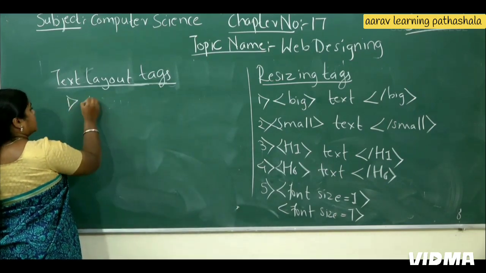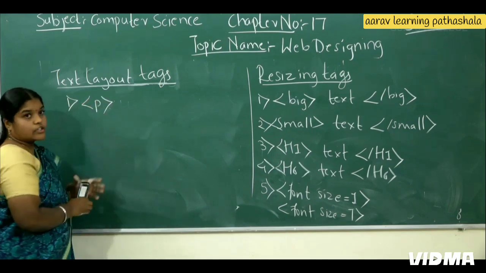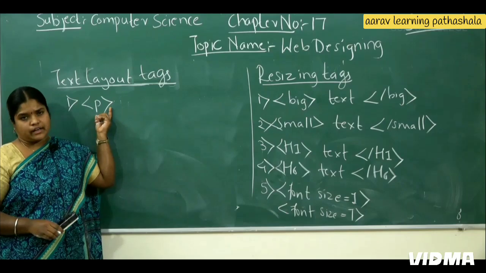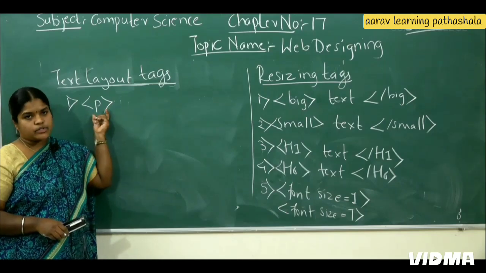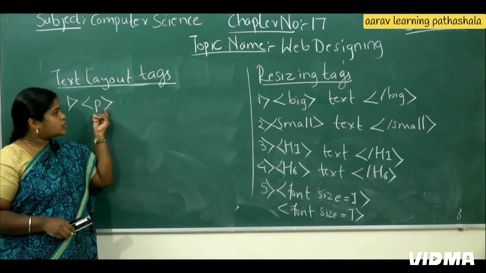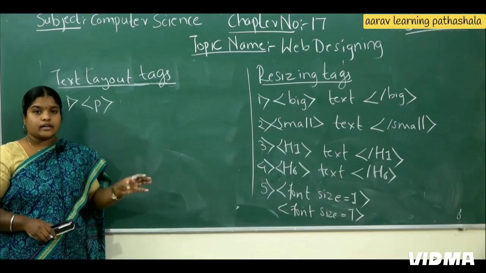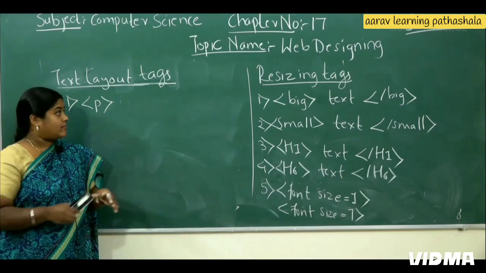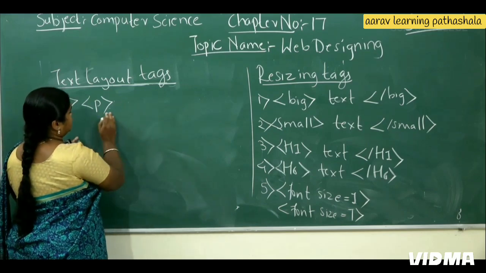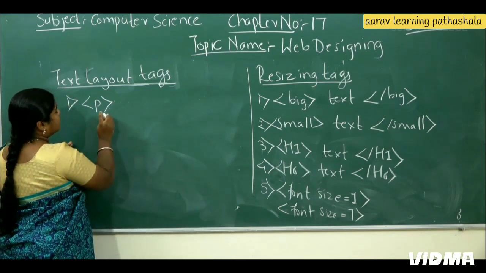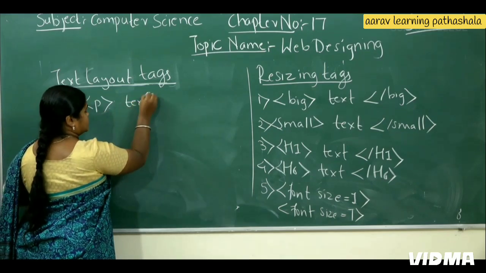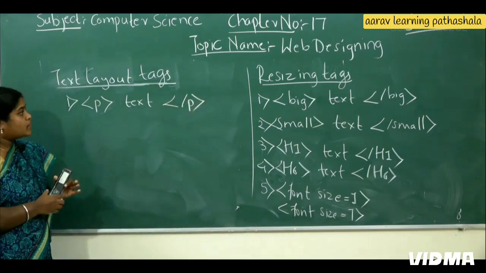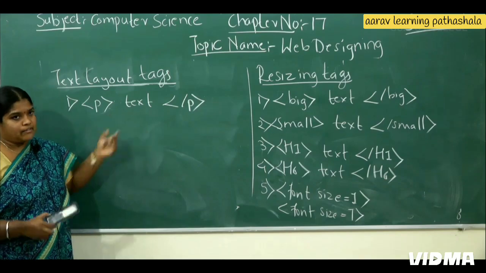So the first one is the P tag. As you can see, P tag is nothing but the paragraph tag. For paragraph we use the tag P. If you place any content within the P tag, it will be displayed in the form of a paragraph. So how are we going to use this particular tag? This also is a paired tag. This is the opening tag. Here we specify some text and then we close that particular tag. So this is the tag for paragraph.